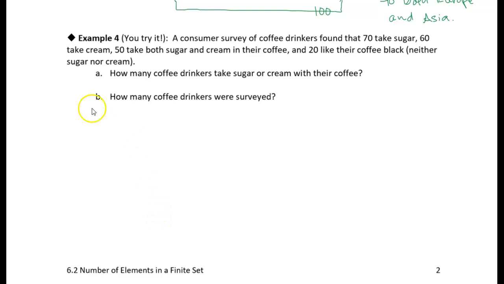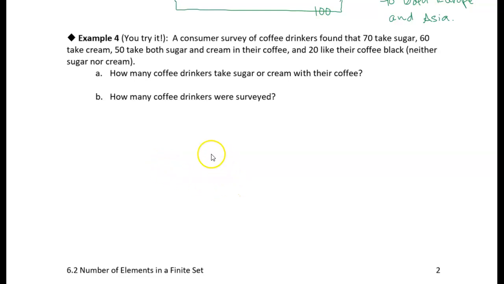All right, example 4. We've got a consumer survey of coffee drinkers, and they found that 70 take sugar, 60 take cream, and 50 take both sugar and cream in their coffee. And 20 people like their coffee black, so neither sugar nor cream. And we're asked how many coffee drinkers take sugar or cream with their coffee, okay? And how many coffee drinkers were surveyed.